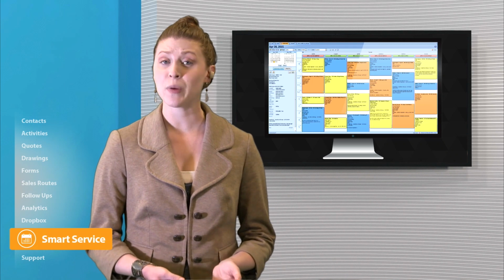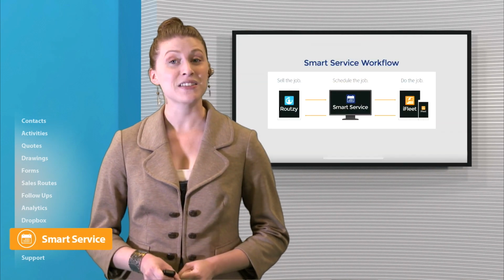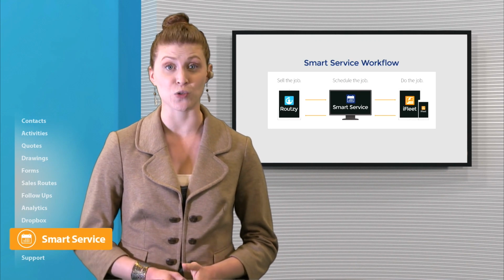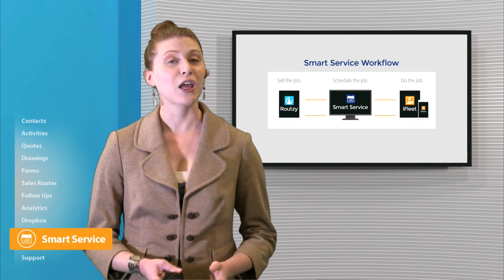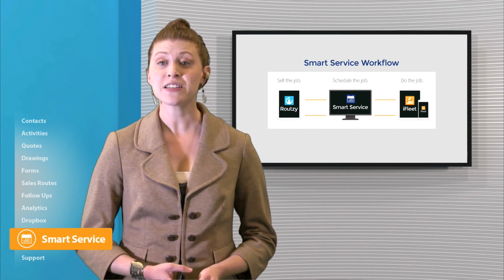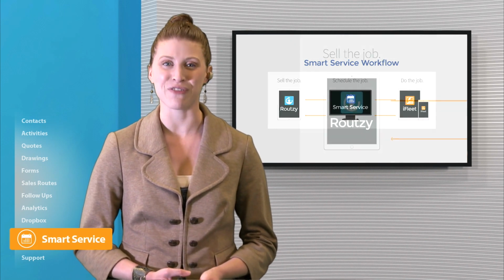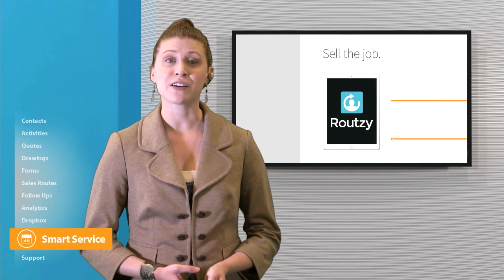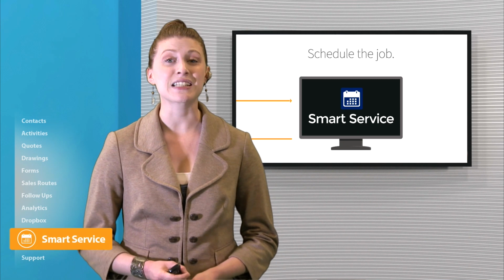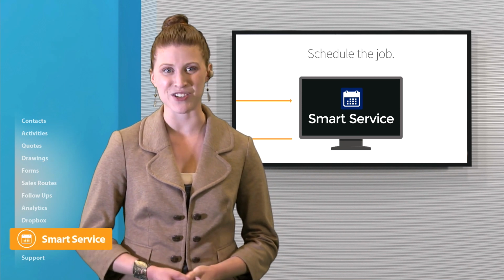Where does Routzy enter the picture? Right here. Routzy and Smart Service can be used together in a couple of different ways. It all depends on how you choose to run your company. If you'd prefer your sales reps handle their own schedules and lead generation, Routzy can be used to initiate the sales process in the field. Once they sell a job, your sales pros can send the info back to Smart Service for scheduling. Your job dispatcher will then select a time and technician in Smart Service's scheduler.